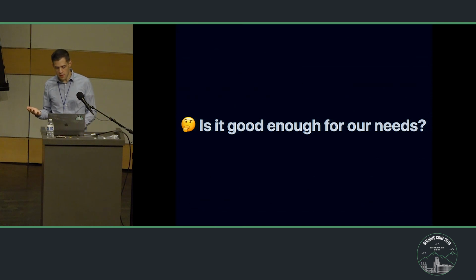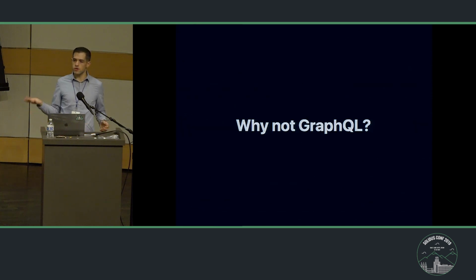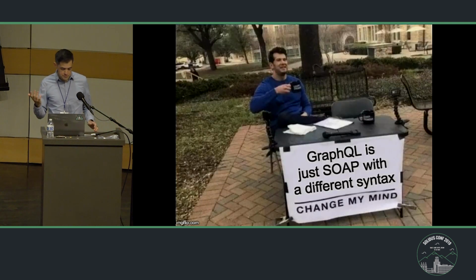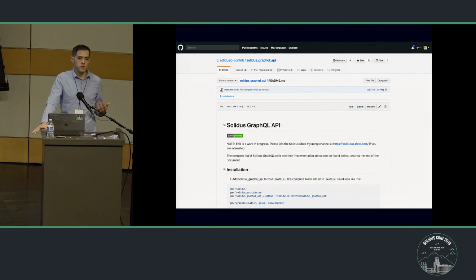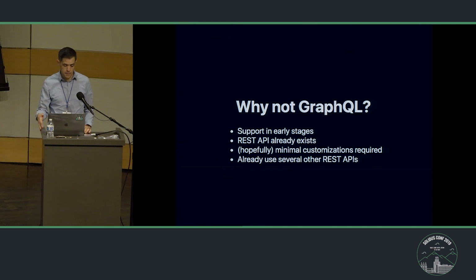And every time we mention the API, everybody asks: why don't you just use GraphQL? That's so hot right now, everybody's using GraphQL. It's a valid question. There are some reasons why we ended up not going with GraphQL yet. The community is currently supporting GraphQL, and it says right here that it's a work in progress. Support is in early stages, whereas the API theoretically already exists. If we were to go with GraphQL, we'd have some of our backend devs supporting it, whereas if we just go with the API, theoretically, it's done.